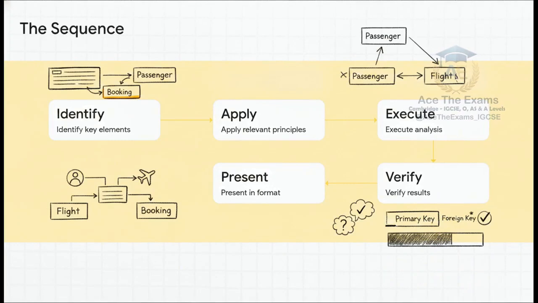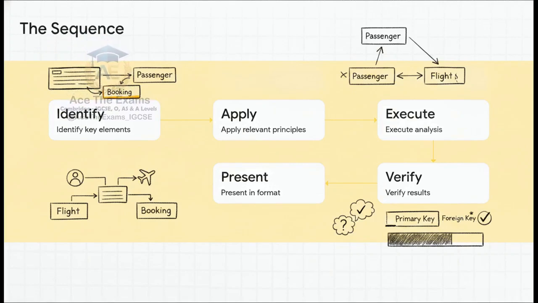Imagine the exam hands you a flat file of an airline booking system. Step 1. Identify key elements. Scan the text and highlight your entities. We have passenger, flight, booking. Step 2. Apply principles. You know a booking links a passenger and a flight, making it a junction table. Step 3. Execute analysis. Mentally or on scratch paper, draw the entity relationship diagram with the crow's feet pointing directly toward the booking table.